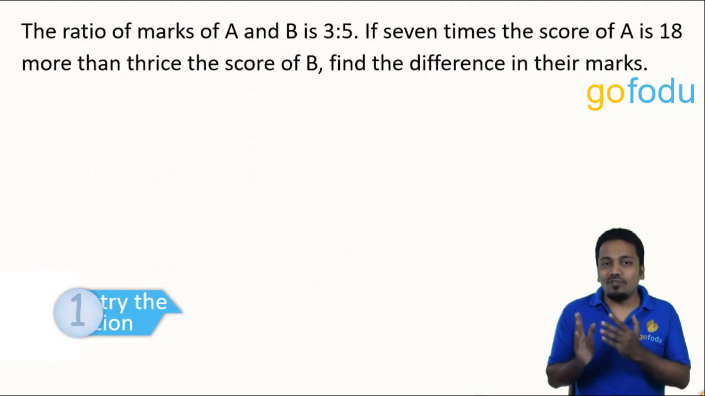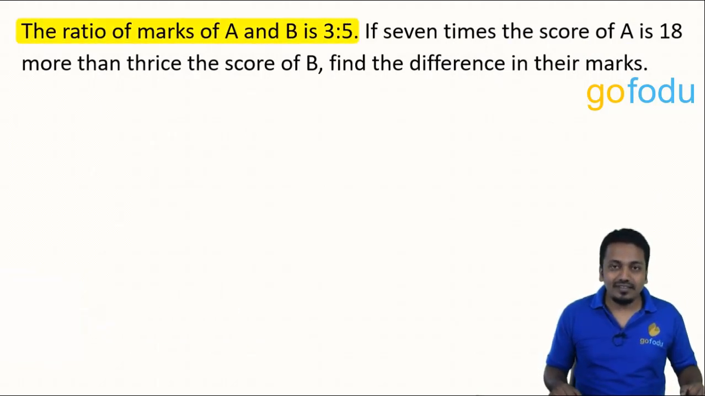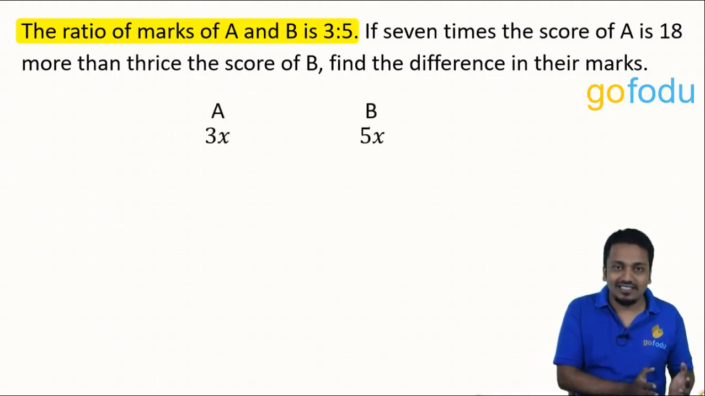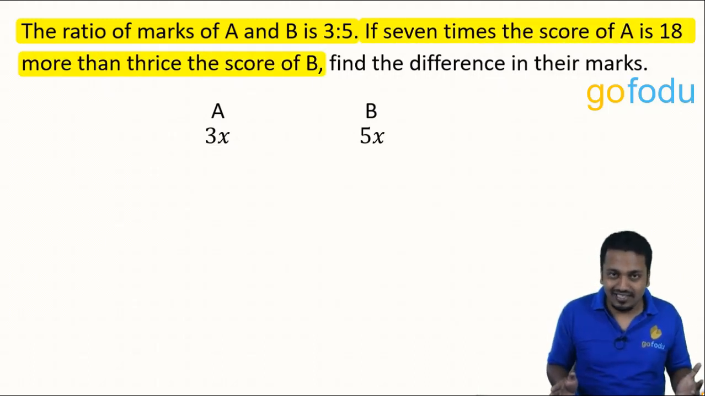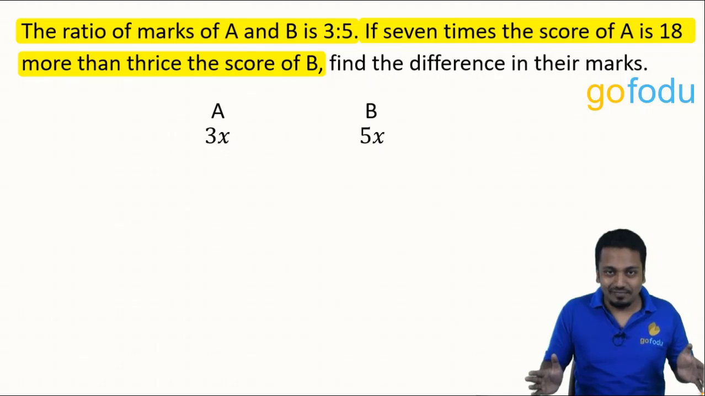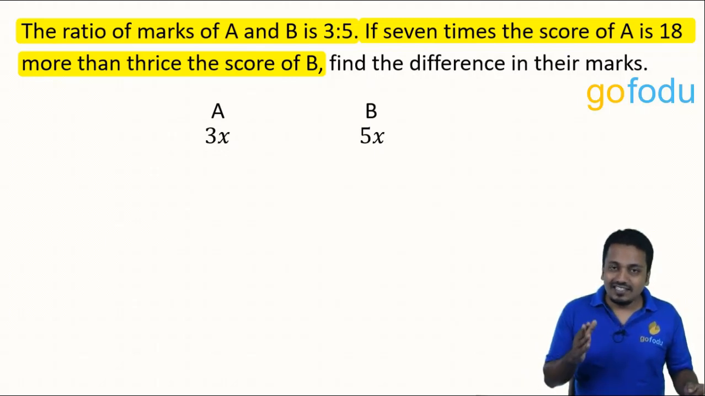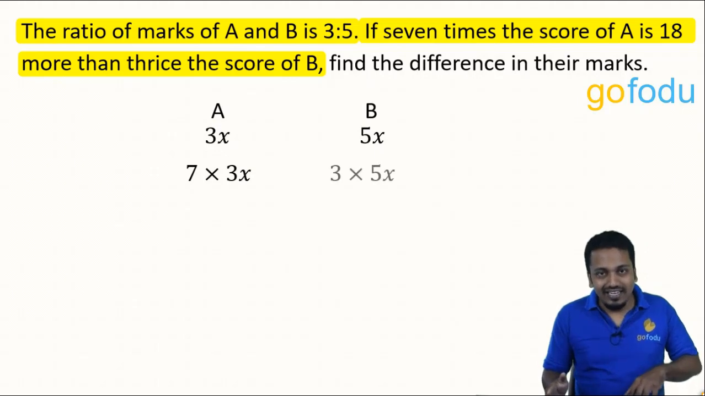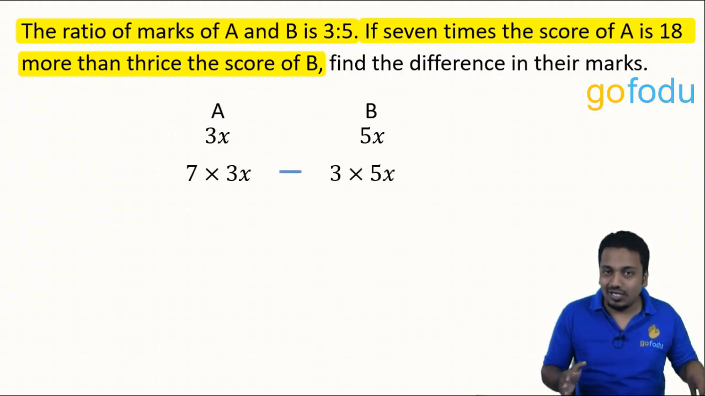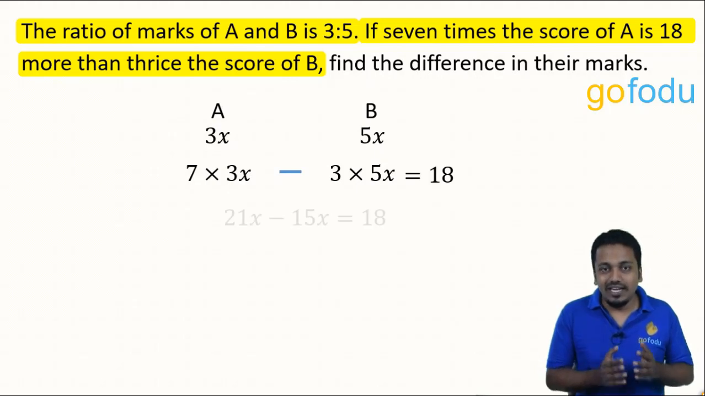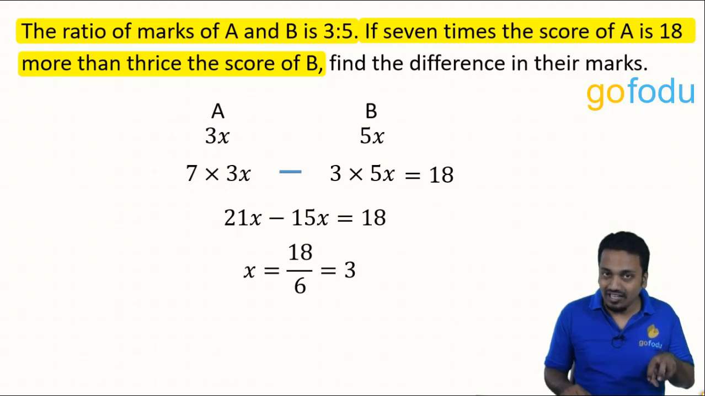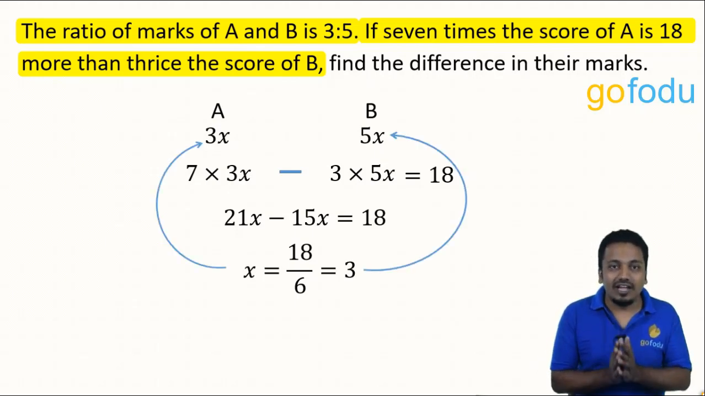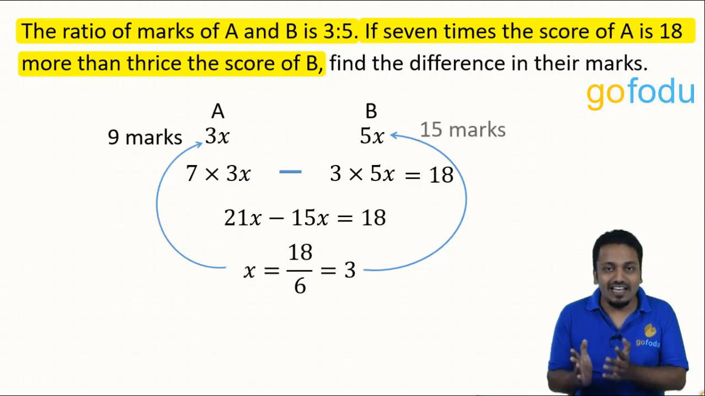Ratio of scores of A and B is given to you. So we'll assume their marks straight away as 3x and 5x. 7 times A's marks minus 3 times B's marks, this difference is 18. So we have an equation here. 7 into 3x and 3 into 5x, the difference is equal to 18. So x will be 18 upon 6, that is 3. Now this 3 when put back in place of x will give 9 as A's marks and 15 as B's marks.